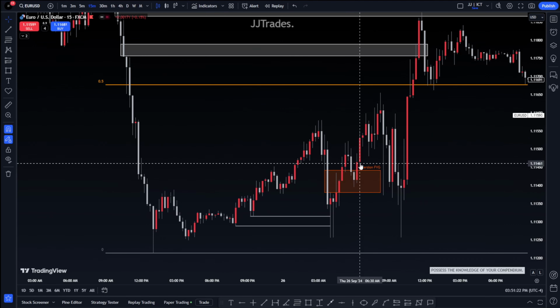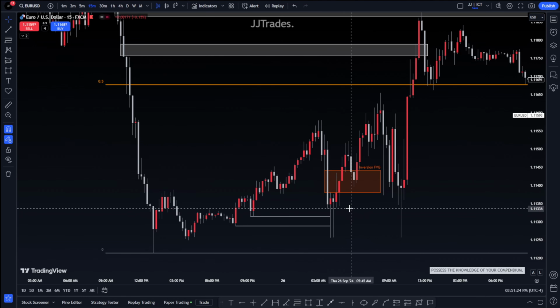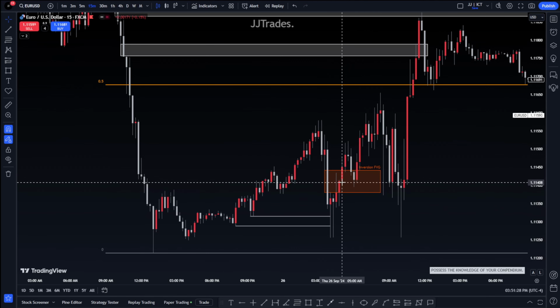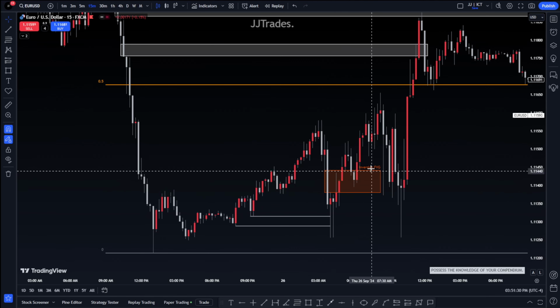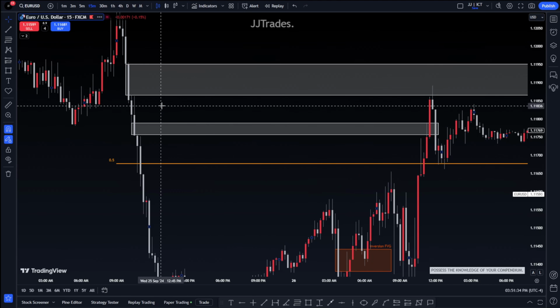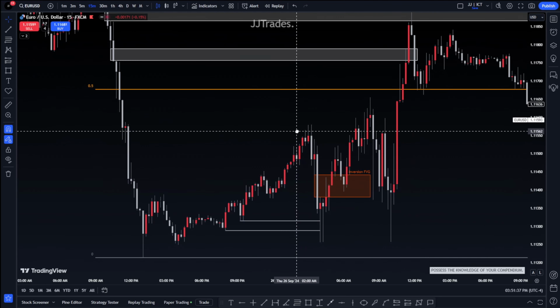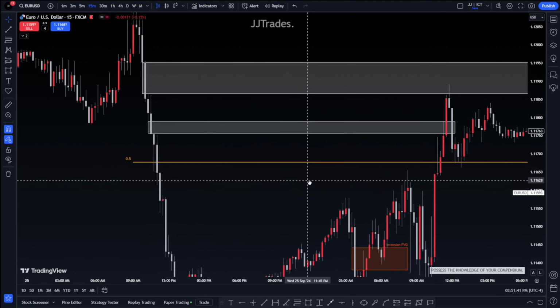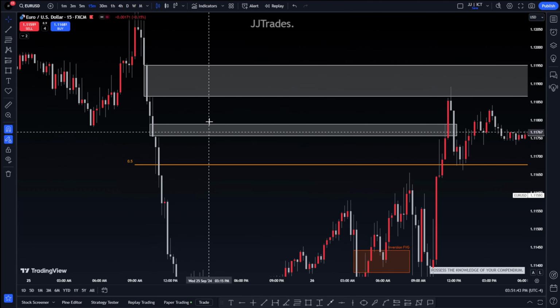You want to take an inversion on the market that you're in, and we're in a discounted market. So since we're in a discounted market, we want to take a bullish inversion fair value gap into fair value gaps that are in a premium. So we're targeting premium imbalances. We're taking discounted inversion fair value gaps into premium imbalances to fill them.